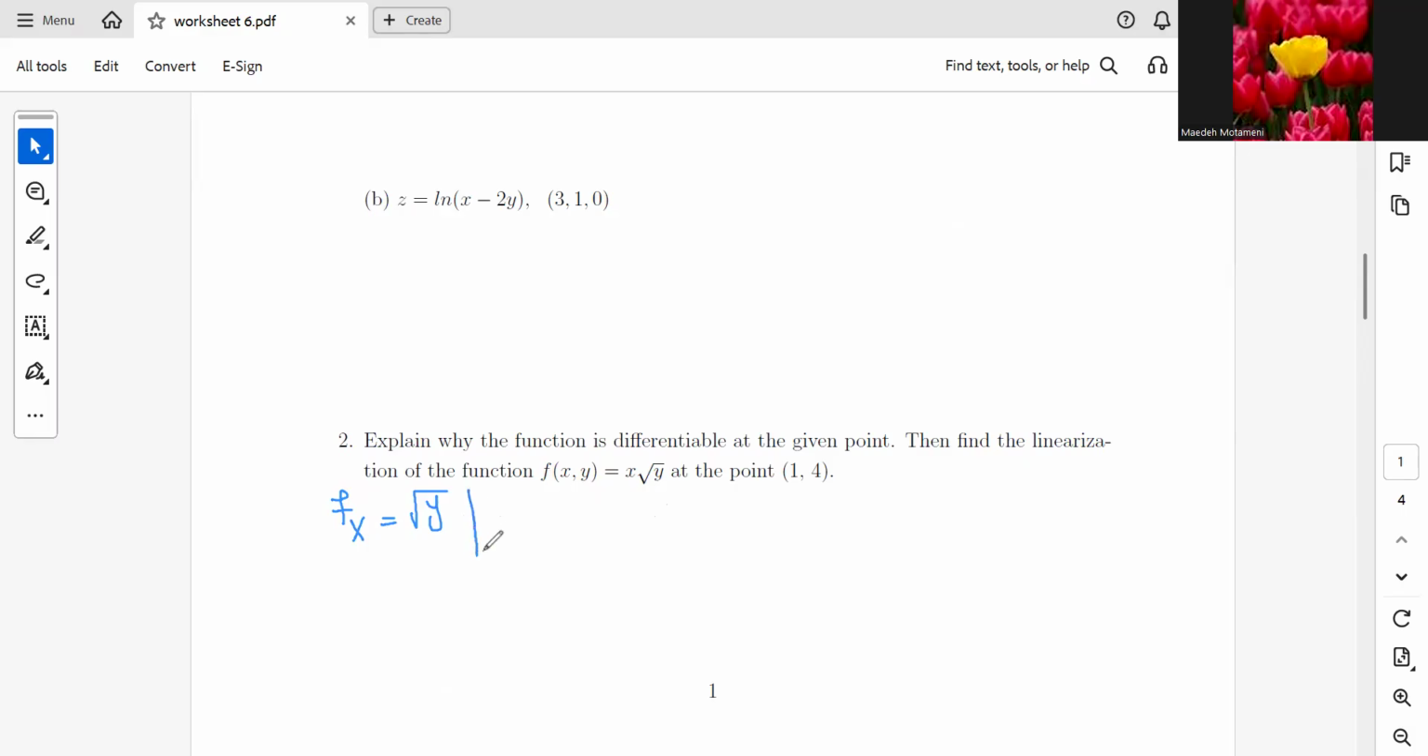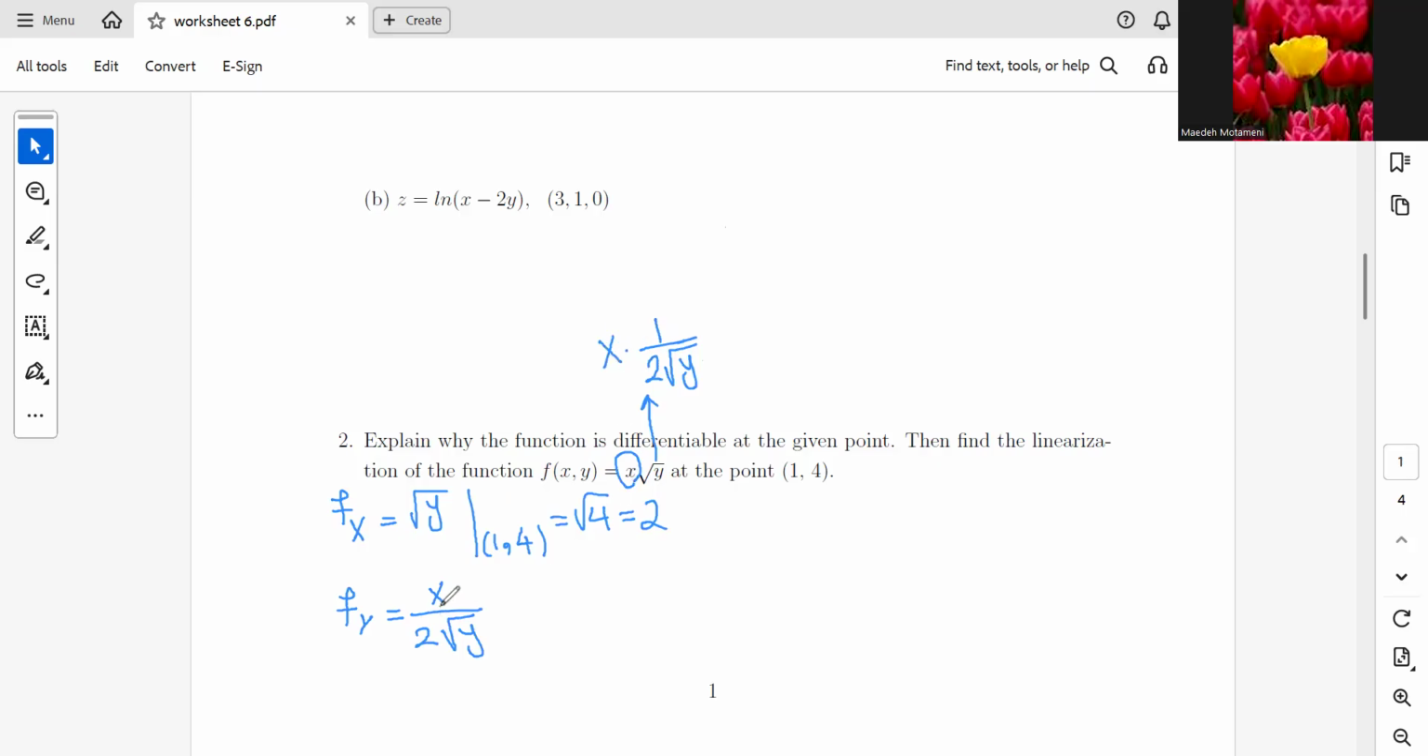And when the point (1, 4) is considered, that would be square root of 4, which is 2. We're going to find the partial derivative with respect to y, which will be x over 2 times square root of y. I usually say find the part that has the variable in it, in this case square root of y. So the derivative would be 1 over 2 square root of y. And since we have x here, we would multiply this by x.